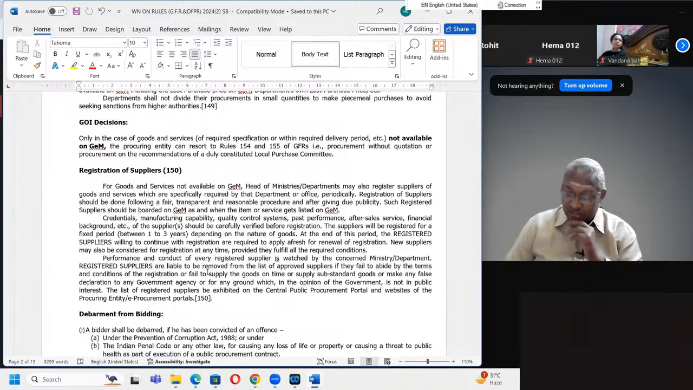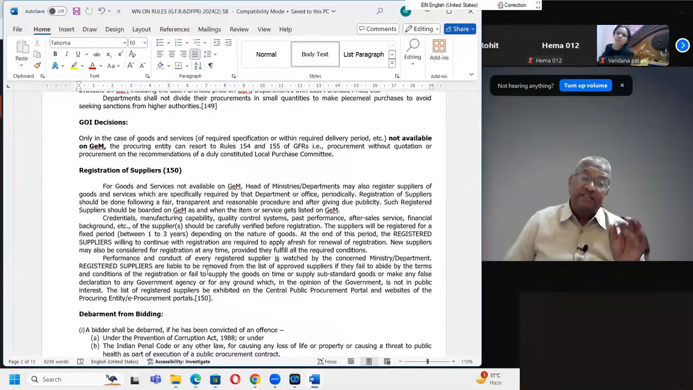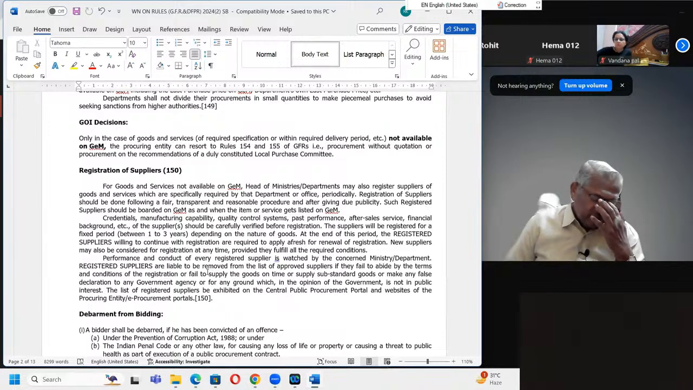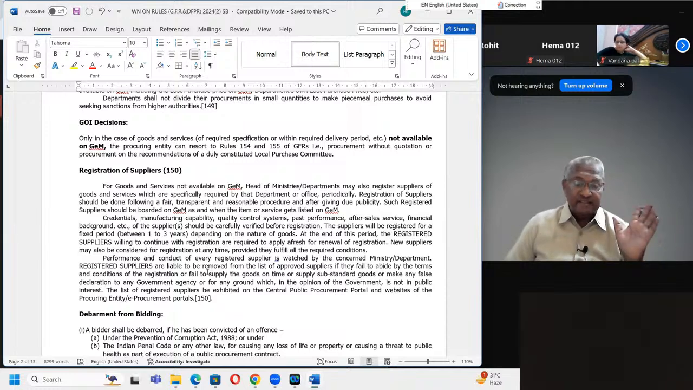The suppliers will be registered for a fixed period, that is between 1 to 3 years, depending on the nature of goods. At the end of this period, the registered suppliers willing to continue with the registration are required to apply afresh for renewal of registration. Suppose you dealt with that registered supplier for 3 years and it went fine, after 3 years the registration expired. So in case the supplier is willing to continue supplying, like to our CGHS empanelled hospitals: after dealing with the government for some days, payment does not come properly, so they do not want to continue this empanelment. They say we are withdrawing from there, no more service to CGHS patients.